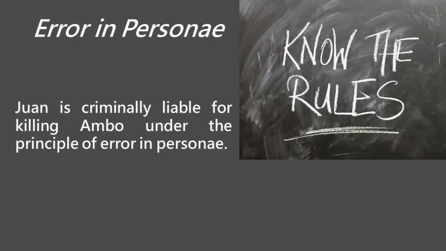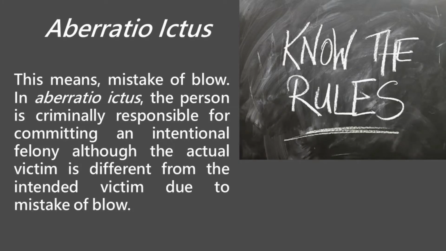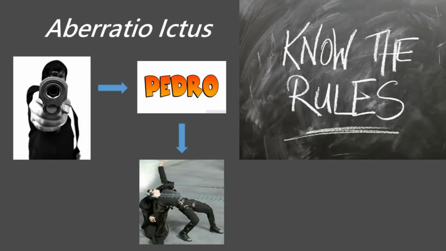Now, we go to the second principle, and that is aberratio ictus. This means mistake of blow. In aberratio ictus, the person is criminally responsible for committing an intentional felony although the actual victim is different from the intended victim due to mistake of blow. Here, there are at least two victims, the intended victim and the third person who was hit by reason of mistake of blow.